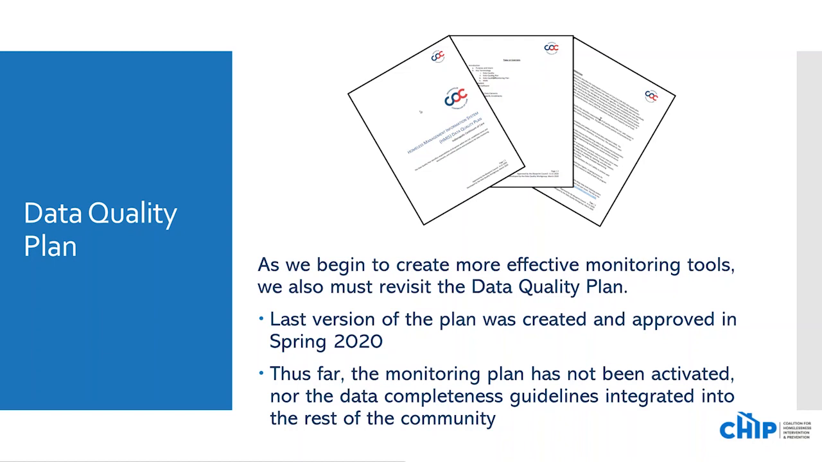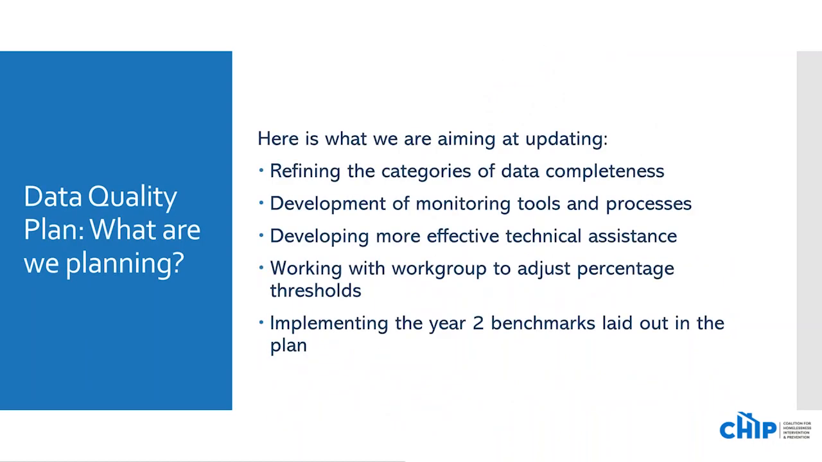Our team has been looking through and thinking intentionally about how we're going to implement some of those portions of the plan. We've also identified sections that just need to be updated for the purposes of having a better plan. These are some of the things that we are looking to do as we update this data quality plan. We want to refine the categories of data completeness. As it's written in the plan, there's a lot of overlapping elements, and that would cause confusing data completeness percentages.